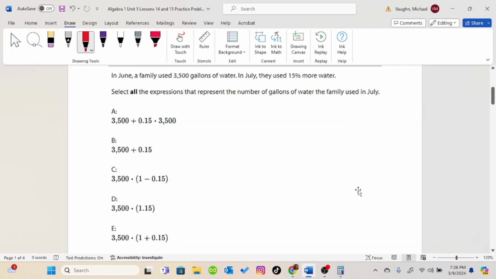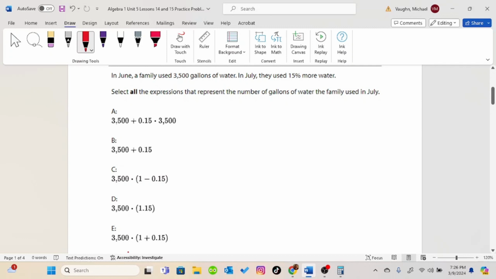In June, a family used 3,500 gallons of water. In July, they used 15% more. Select all the expressions that represent the number of gallons of water the family used in July.